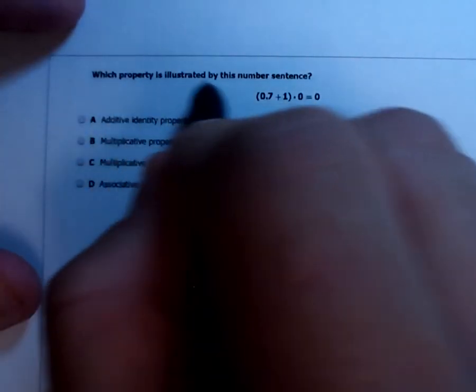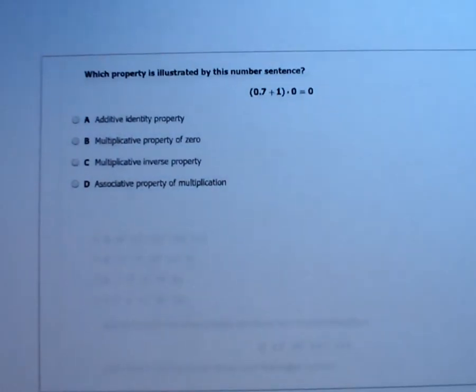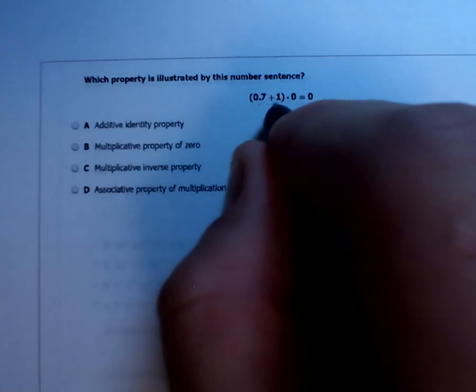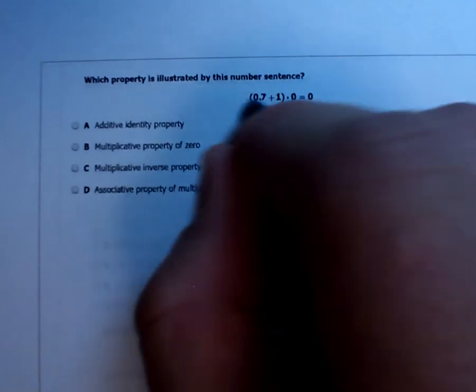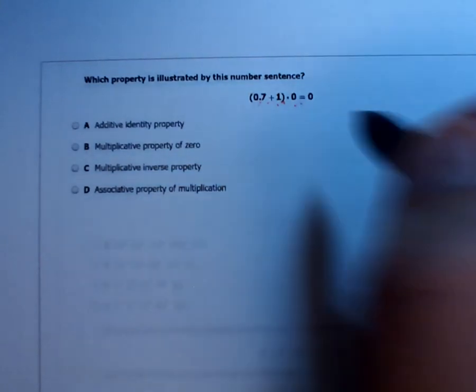Which property is illustrated by the number sentence? All right, properties. We didn't really get deep into properties. My understanding is they're not really going to be on the SOL, but I still want to cover this one because this is a simple one to learn anyway. So 0.7 plus 1 times 0. I don't care if it's a million plus a trillion. If it's times 0, the answer is going to be 0.